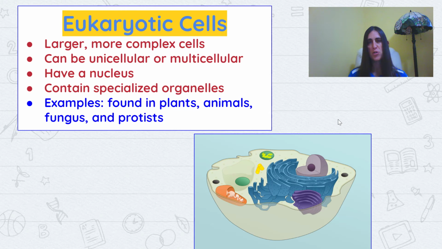The biggest difference between eukaryotic and prokaryotic cells is the nucleus. This portion right here is the nucleus of the cell. It contains the DNA, and it's a lot like the brain of the cell. And we'll talk about some of the other parts in another video because the parts of a cell are very important. Some examples of where eukaryotic cells can be found would be in plants, animals, fungus, and protists.